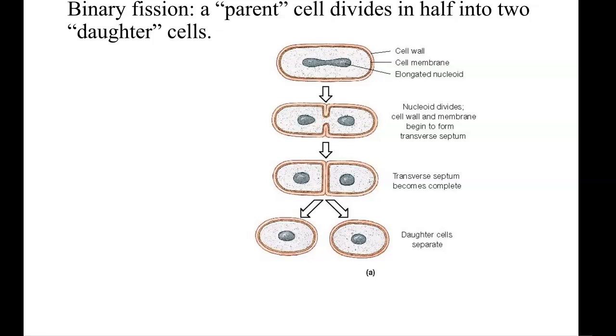Now, as we talked about before, we would see more arrangements with cocci because they're circles than we would with the bacilli because they divide end to end. So they would only get stuck end to end. That's why with our bacilli, we would only see diplo and strepto. We would never see a staphylo arrangement with our bacilli.